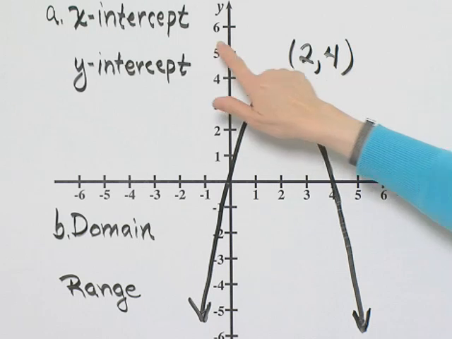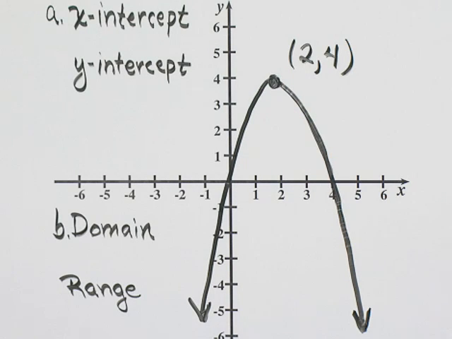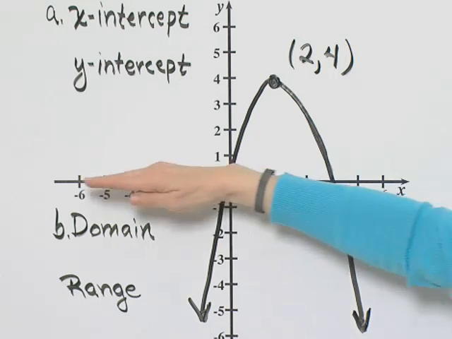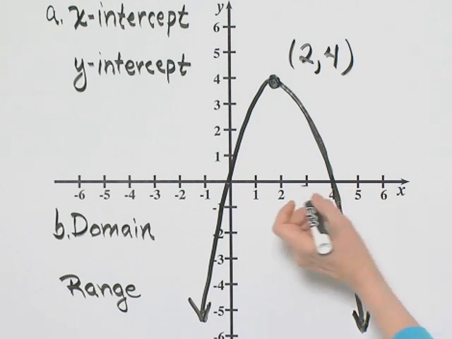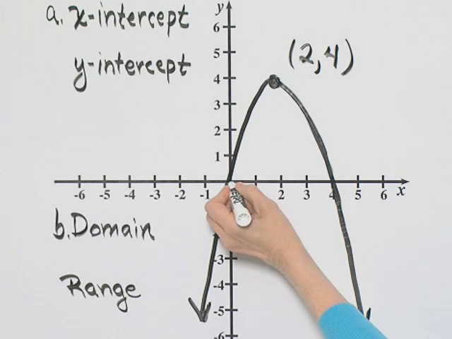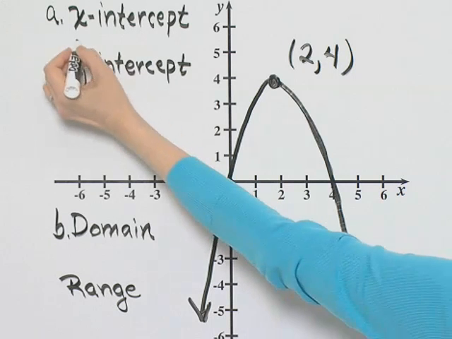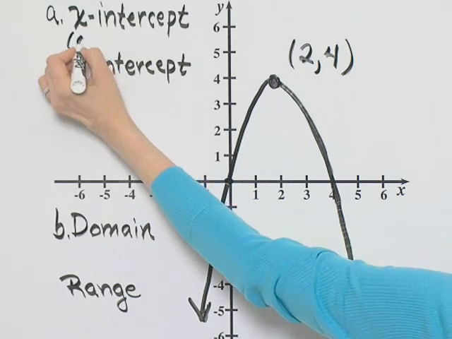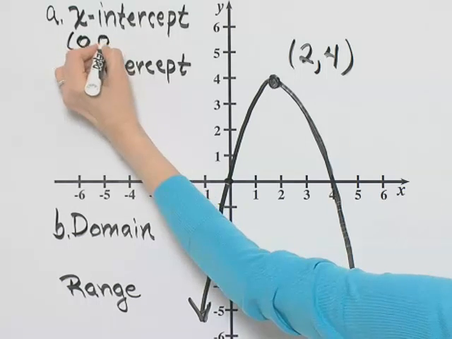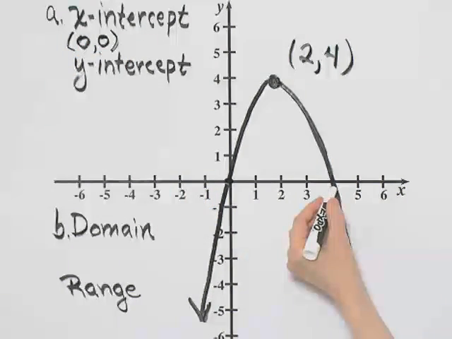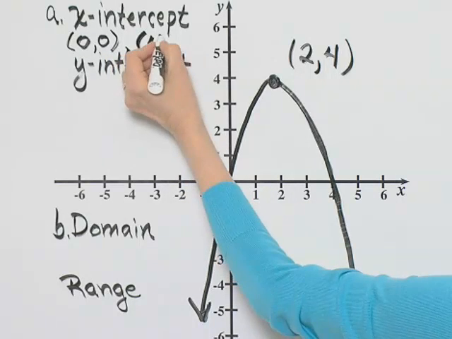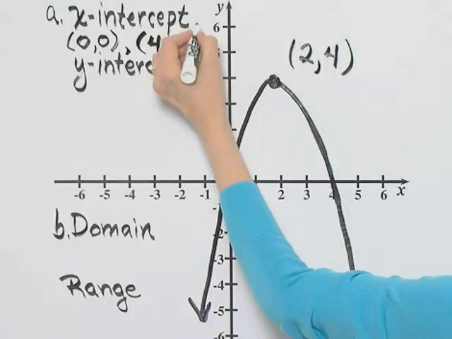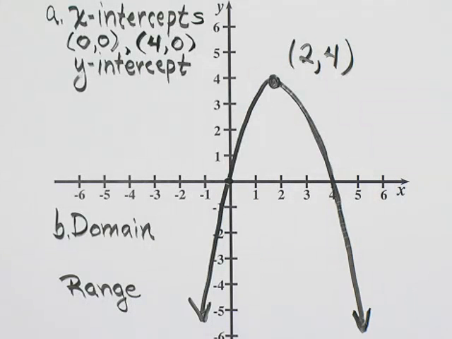So x-intercept or intercepts, let's look along the x-axis. There are actually two x-intercepts. Here is an x-intercept, and it has coordinates (0, 0). And then this is an x-intercept. The coordinates are (4, 0). And these are actually x-intercepts.